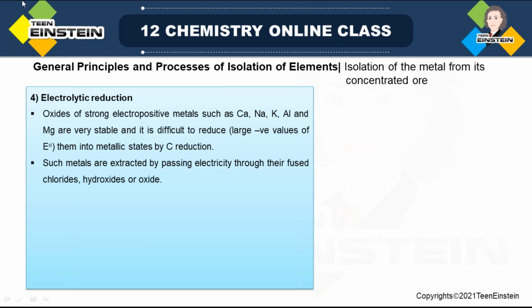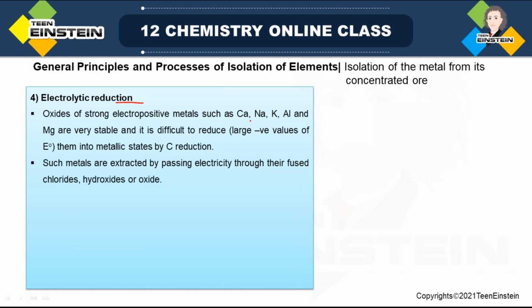The fourth method is electrolytic reduction. Remember, in the first method where we used carbon as a source of reducing agent, we mentioned that this process is only for less electropositive metals, not for highly electropositive metals. Highly electropositive metals means those from the s block. Now you will see that electrolytic reduction is basically used for very highly electropositive metals.